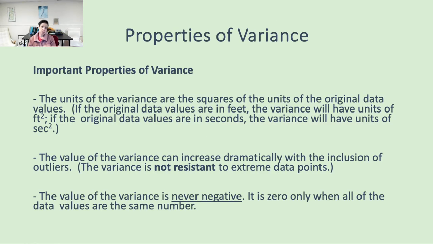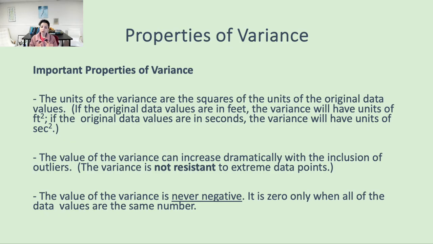Now there are some important properties of variance. The units of variance are going to be the square of the units of the original data. So if the original data was in feet, because you're looking at height, the variance is going to have the units feet squared. If the original data is in seconds, because you're looking at time, then the variance will be seconds squared.